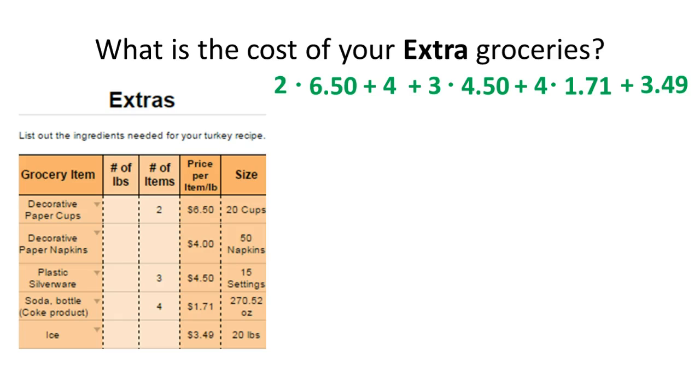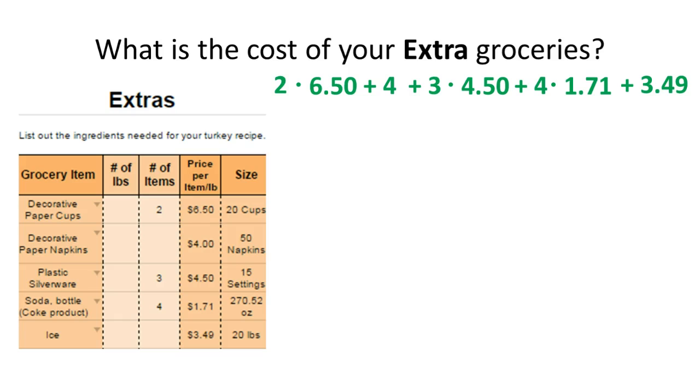In this case, just to recap, I had 2 times 6.50 because I had 2 sets of $6.50. That's 2 bags of cups. I bought 1 package of napkins. That's just $4. I bought 3 sets or 3 bags or boxes of plastic silverware, so I had enough settings for everyone. That's 3 times $4.50. I bought 4 bottles of soda, so that's 4 times $1.71. And then I bought 1 bag of ice at $3.49. My algebraic expression matches up with my grocery list here.